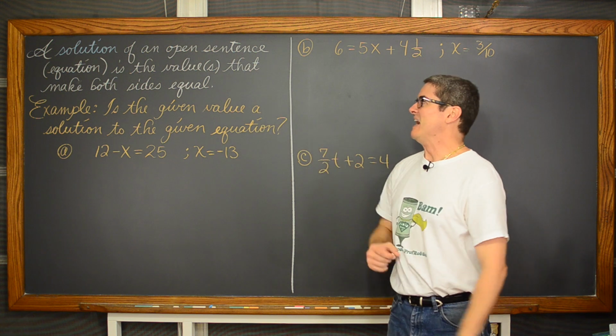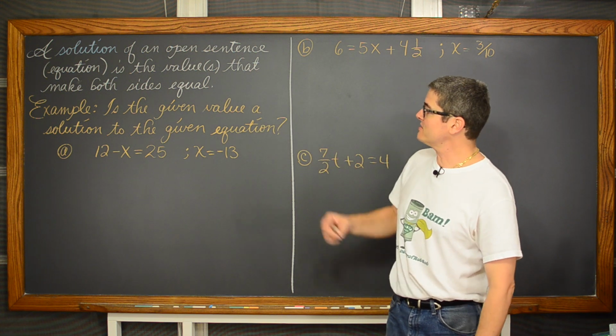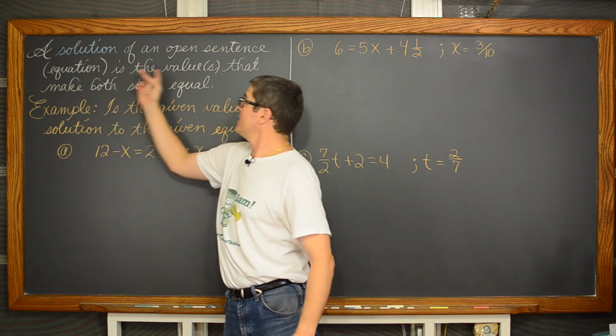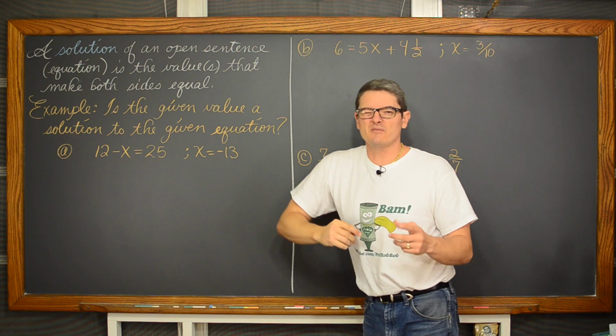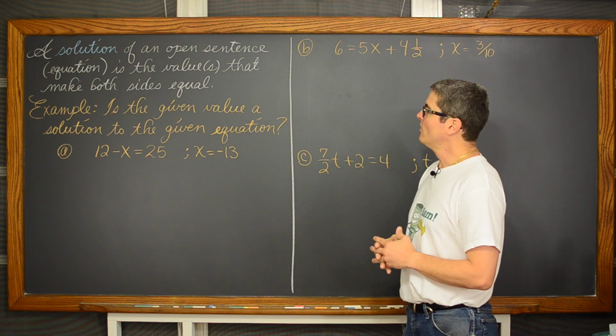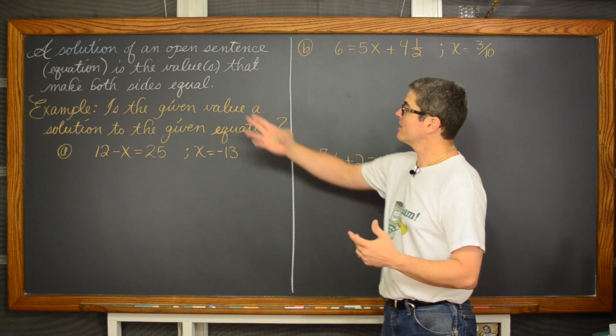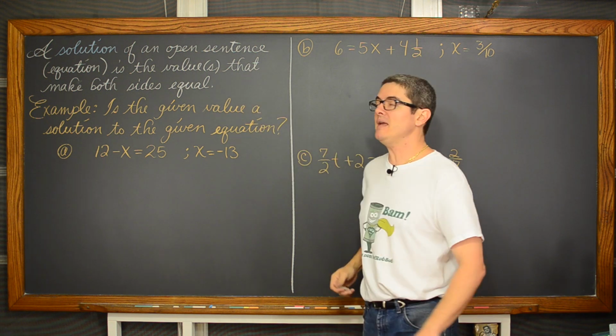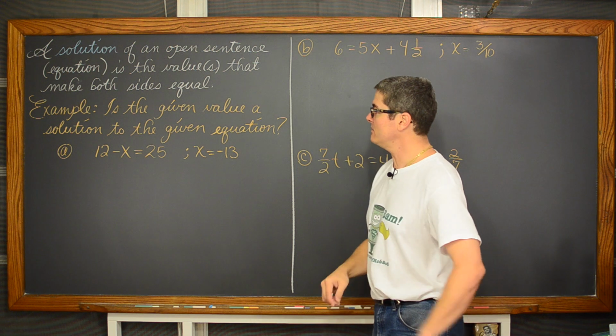A solution of an open sentence or equation is the value or values, even though we're just in this level of algebra, it's just going to be a value, but we'll be solving some equations later that have more than one solution, that make both sides of the equation equal.